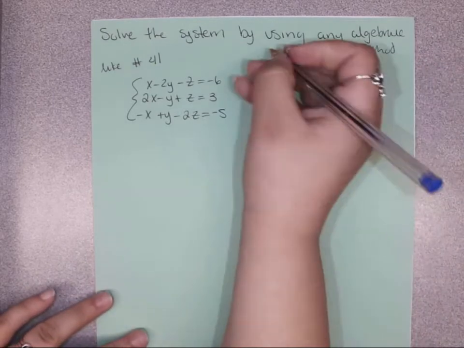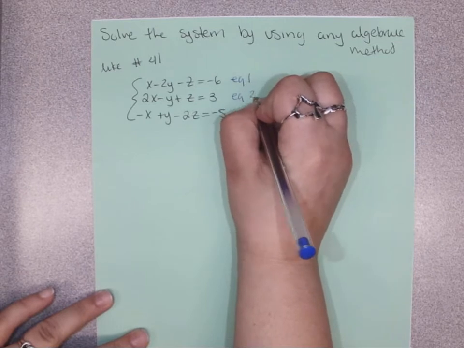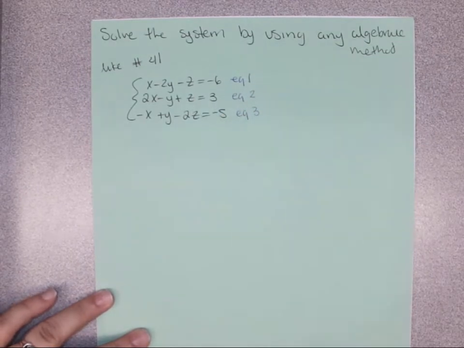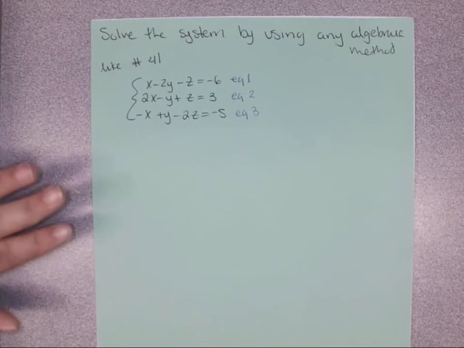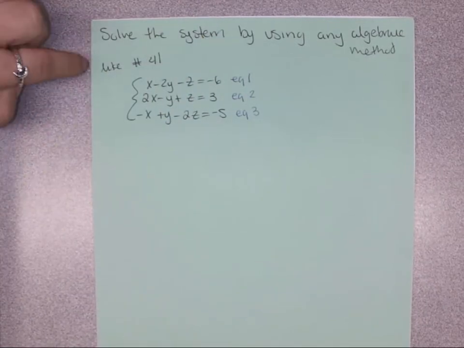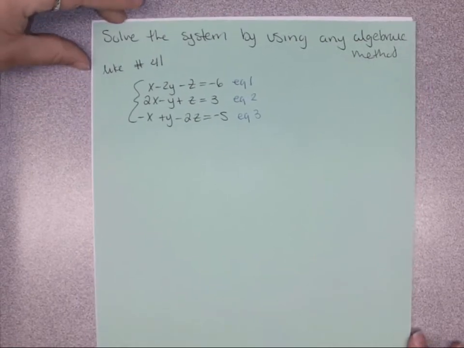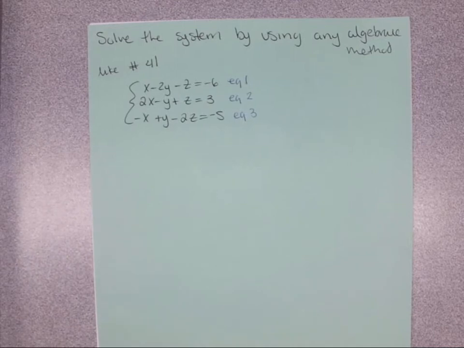First of all, I like to start by labeling my equations. So this is equation 1, equation 2, and equation 3, just because it's going to make it easier to keep track of all of them. When I take a look at all of my equations here, and this is number 41 of your review, my goal is to get rid of one of the variables, right?